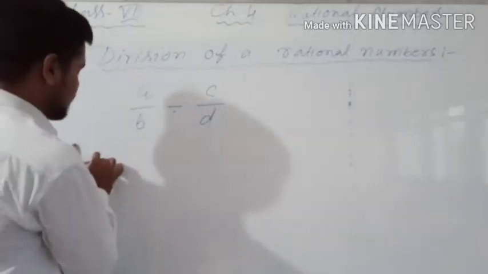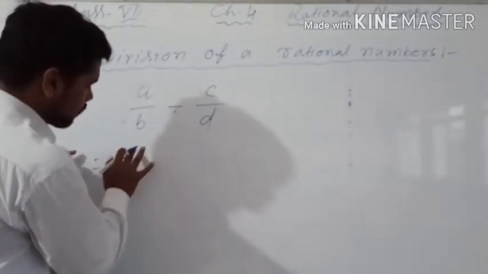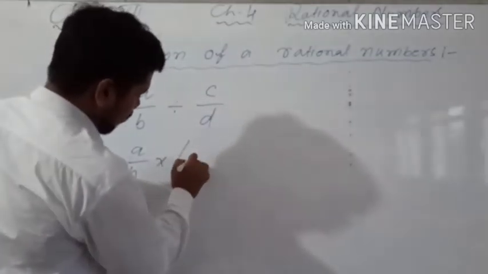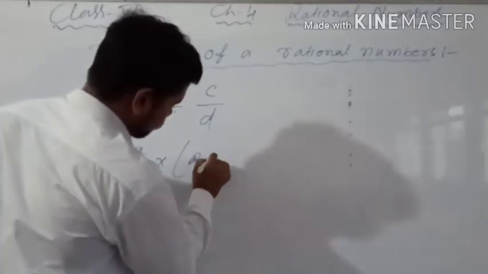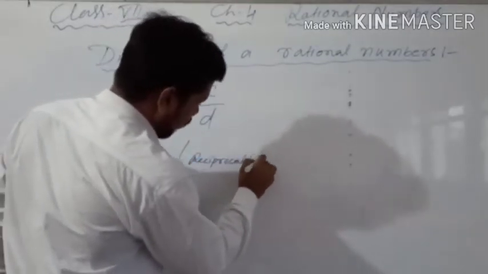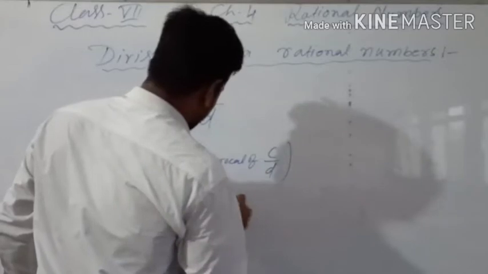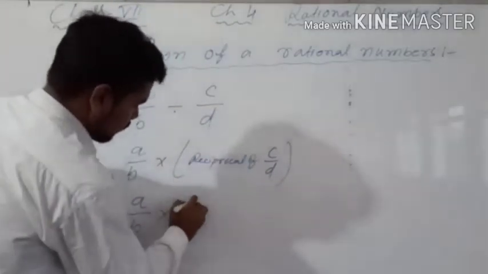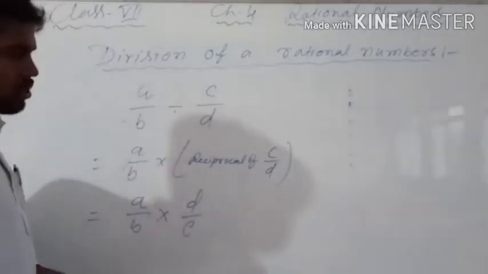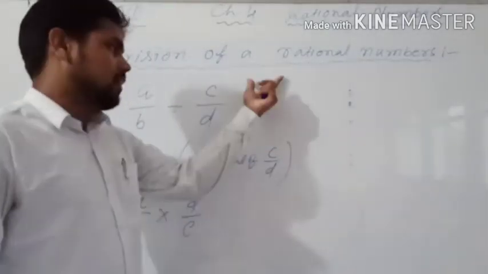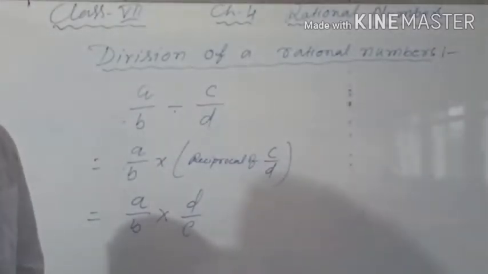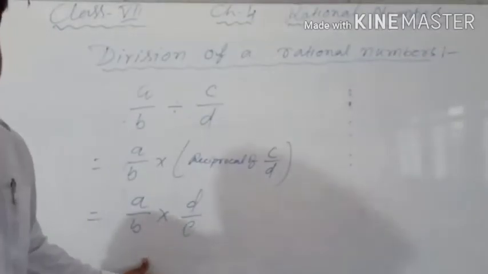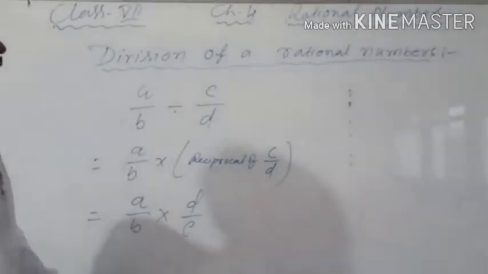So we can write this as a divided by b multiplied by the reciprocal of c by d. The reciprocal of c by d means a by b multiplied by d by c. This is the division of rational numbers. If you can reduce to the lowest fractions, you can cancel, and whatever answer comes will be the division of the rational numbers.